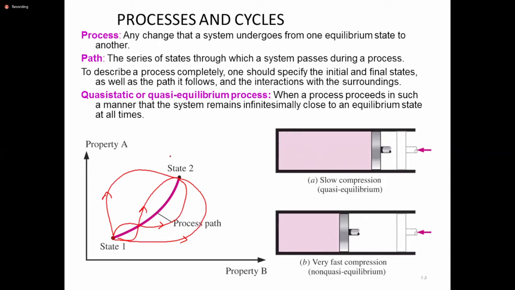To describe a process completely, one should specify the initial and final states as well as the path it follows and the interaction with the surroundings. Obviously, with state point 1 and state point 2, we are able to define the initial and final condition. But how you achieve state point 2 is very, very important, and that we only come to know by defining the process path which happened between state point 1 and state point 2.